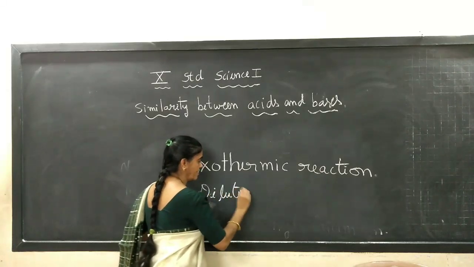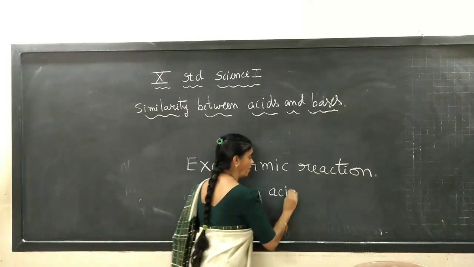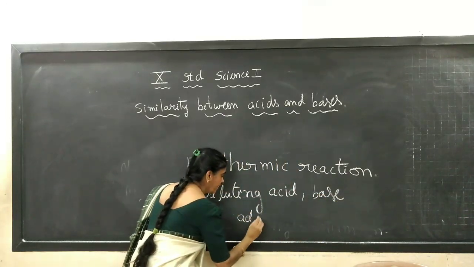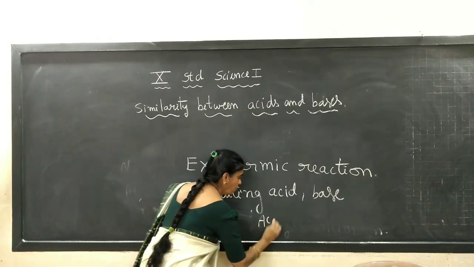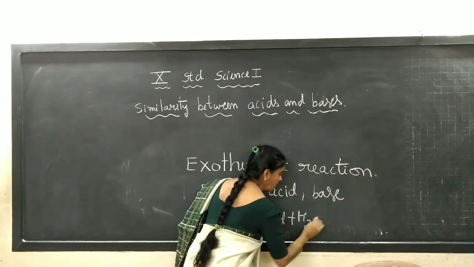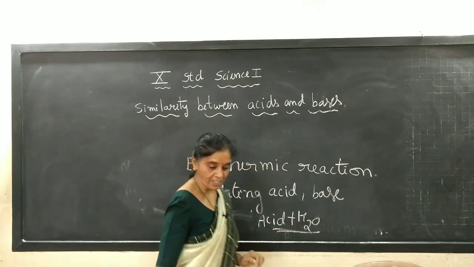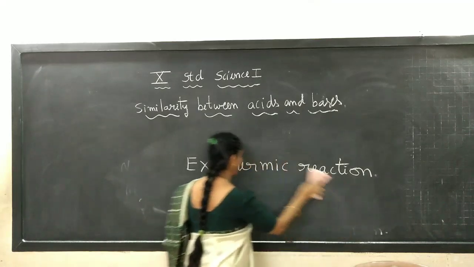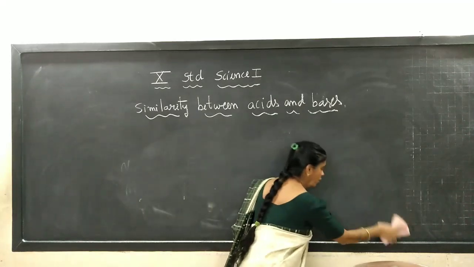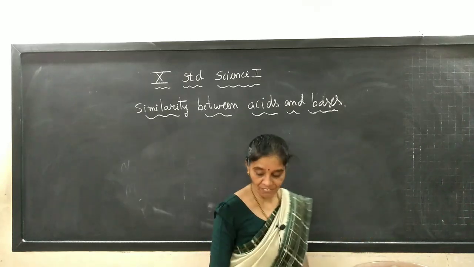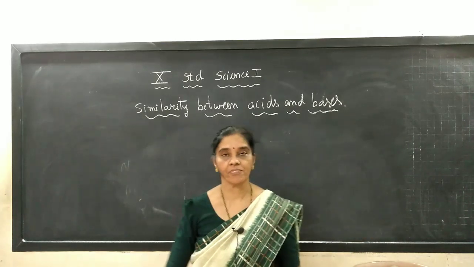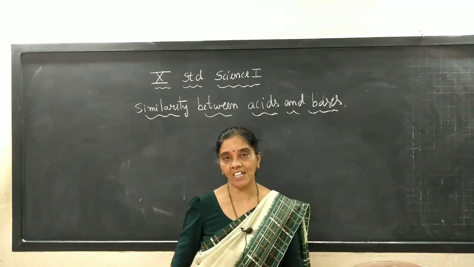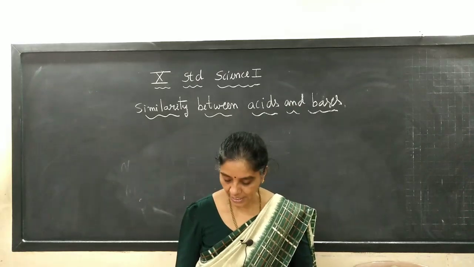Diluting the acid or base. What will you do? You will add water: acid plus water, or base plus water. It is called diluting. And when you dilute it, the concentrated acid becomes dilute, and the number of hydrogen ions or hydronium ions goes on decreasing as you increase the quantity of water. It is called dilution.